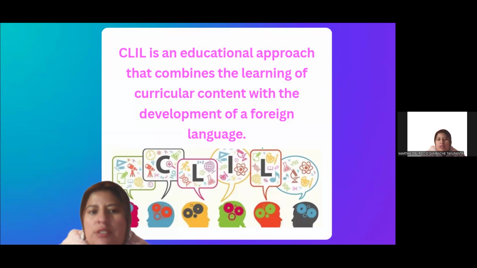It uses language as a medium to teach non-language subjects, fostering meaningful, contextualized, and functional learning. In this way, students develop both academic and linguistic skills, integrating critical thinking and effective communication in a motivating and constructive environment.